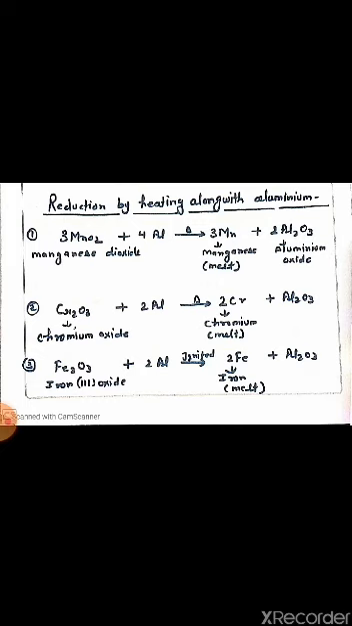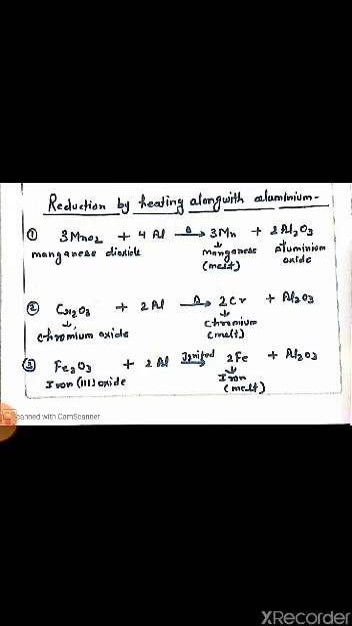The reaction is highly exothermic. The heat evolved is so high that the metal is obtained in molten state. For example, 3MnO2 plus 4Al, aluminium powder, heated, gives molten manganese plus aluminium oxide. Again, second example, we take chromium oxide, react with aluminium powder, then it will give molten chromium and again aluminium oxide.